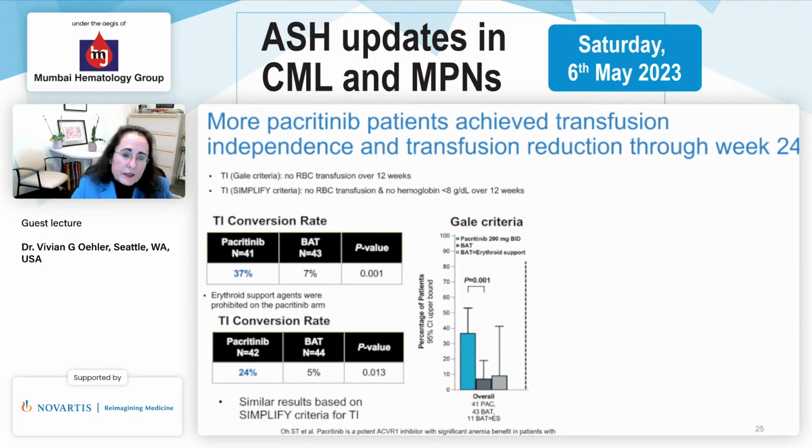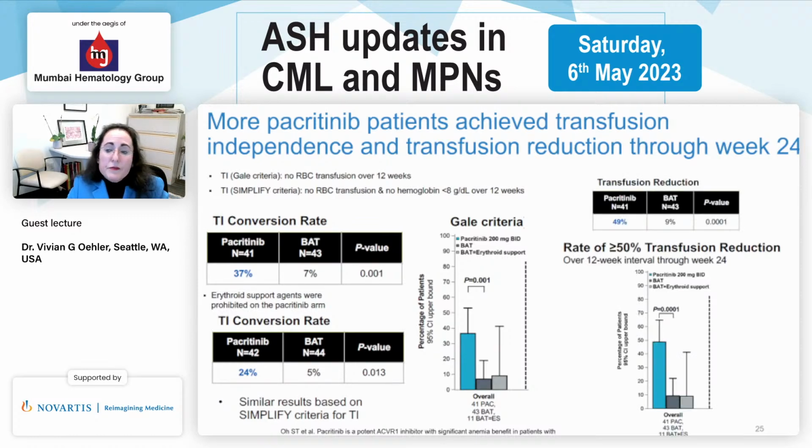For the Gale criteria, the transfusion independence conversion rate was 37% in pacritinib-treated patients versus 7% in best available therapy. Additionally, 49% of pacritinib-treated patients achieved a 50% or greater reduction in transfusion versus only 9% of patients receiving best available therapy.